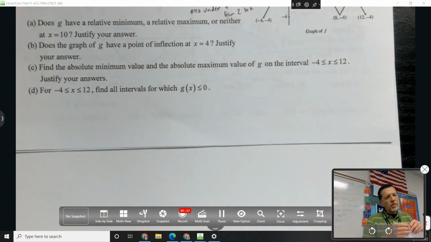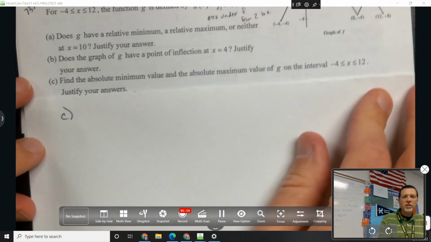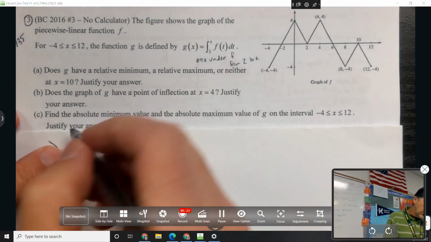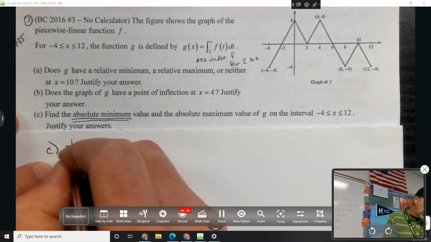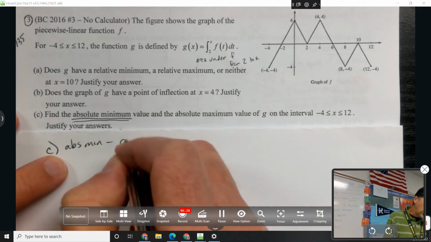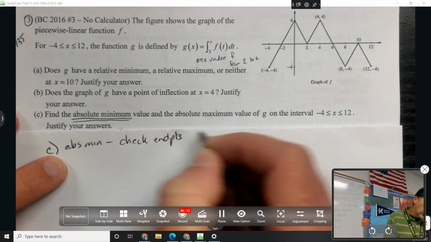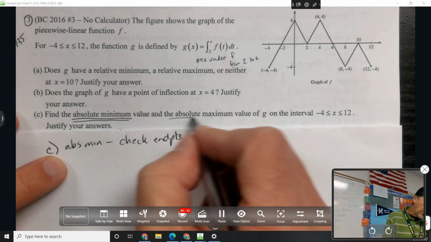Remember, there are 9 points apiece, and you try to get all the points you can. Usually, hopefully, some of the points are easy and some of them are a little bit more difficult. Find the absolute minimum. Absolute minimum, I'm thinking about check endpoints when I see the word absolute. And the absolute maximum.